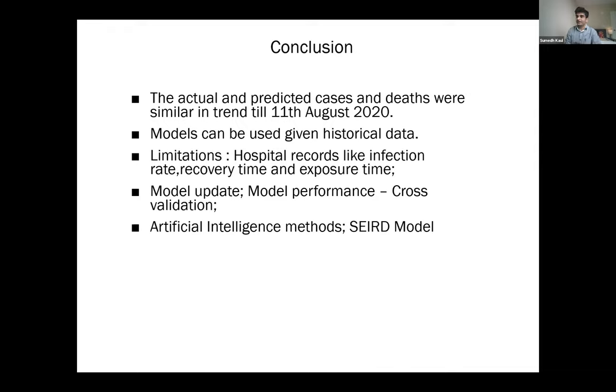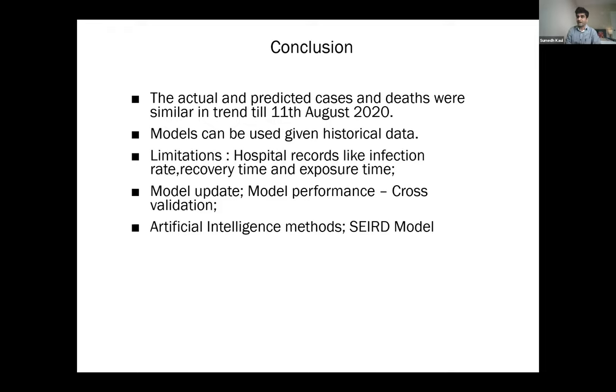So we concluded that the models can be used given any historical data, but a limitation was that it did not take into account the hospital records for the SEIR models, which Dr. Josh explained in the beginning of today's symposium. Those types of models can be taken into account for forecasting, but the only limitation is that we cannot have the hospital records publicly available. So it's very difficult to build those kinds of models.